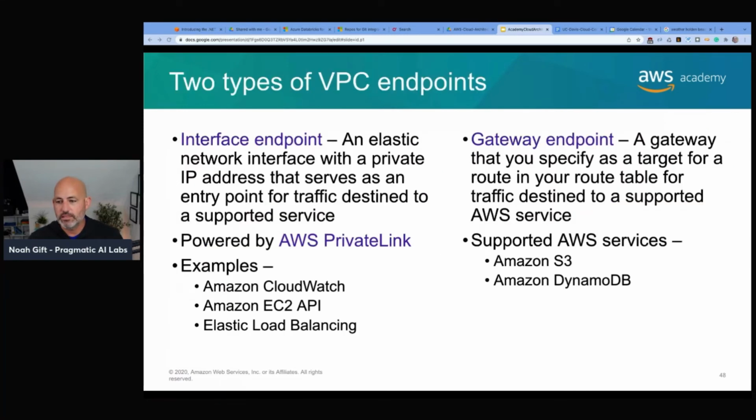So what are some examples? We have the interface endpoint. This is an elastic network interface with a private IP address, and this would be an entry point for traffic. An example would be this PrivateLink concept. Examples would be CloudWatch, EC2 API, and Elastic Load Balancer. The second one is a gateway endpoint, and this is a target route for your route table. This would work with S3 and DynamoDB. What's nice about this is there's no data processing charge. You're just billed for each hour that your VPC endpoint remains provisioned.